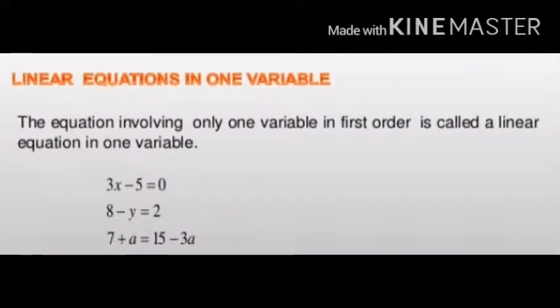Now the equation involving only one variable in first order is called a linear equation in one variable. For example, 3x minus 5 is equal to 0, 8 minus y is equal to 2, 7 plus a is equal to 15 minus 3a.